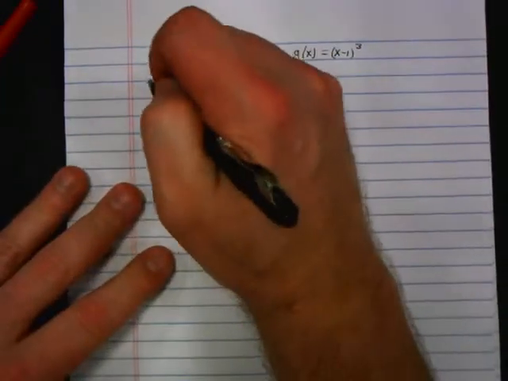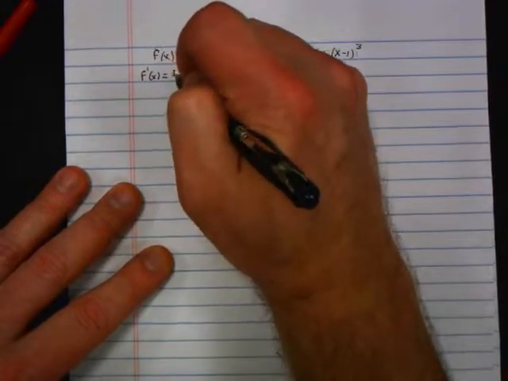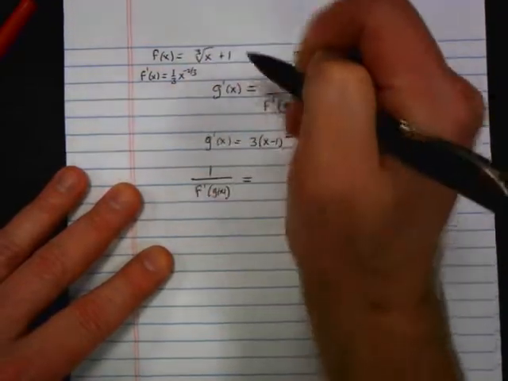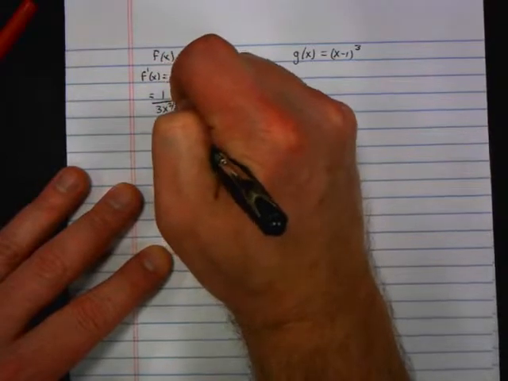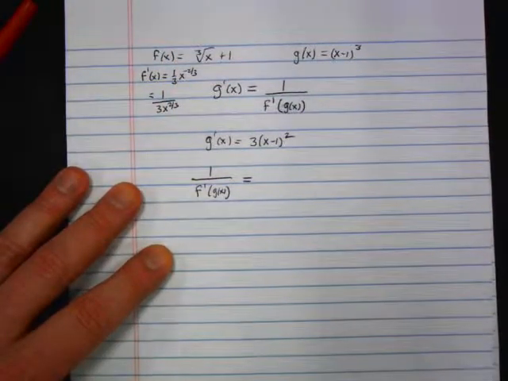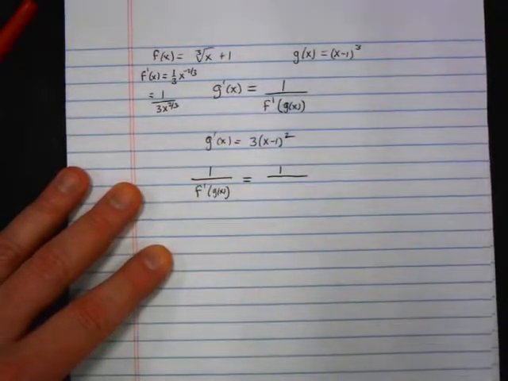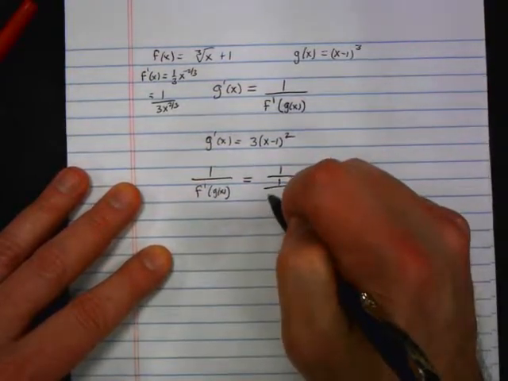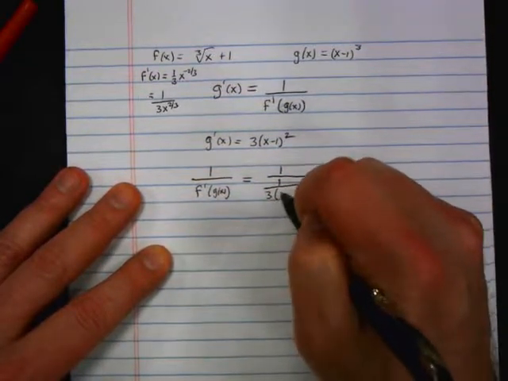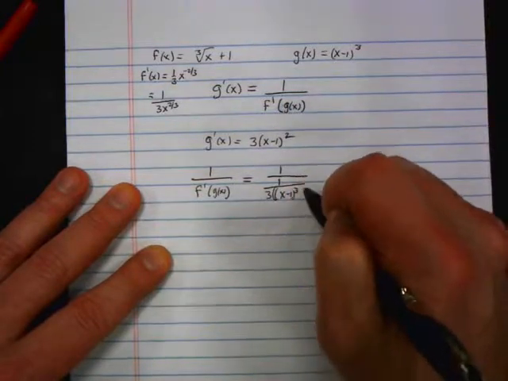All right, I'm going to come over here and find f prime at x first. F prime at x was 1/3 x to the negative 2/3, which is 1 over 3x to the 2/3. So I'm going to have 1 over 3 times x minus 1 cubed to the 2/3.